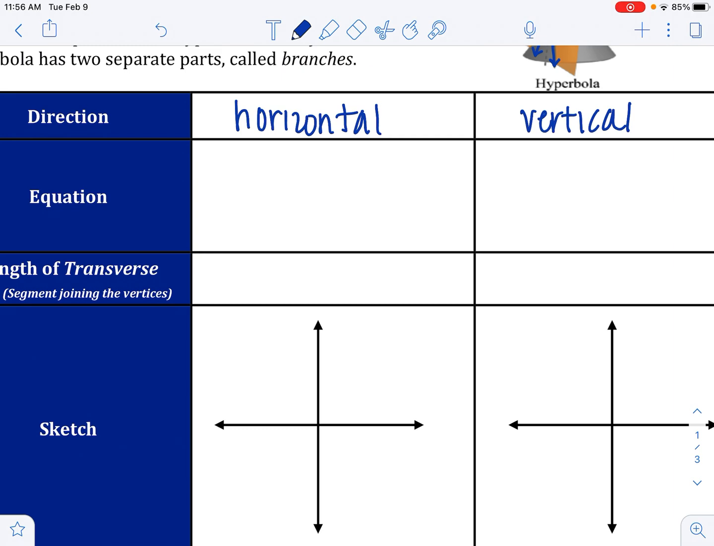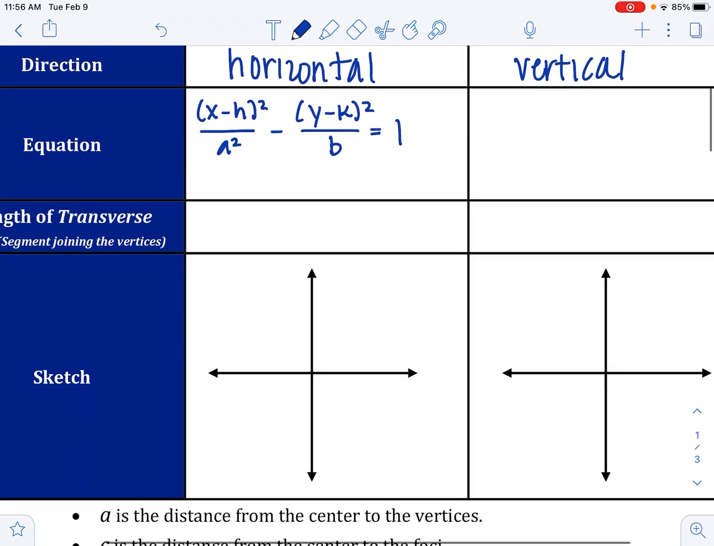All right, so the horizontal hyperbola, its equation looks exactly like a horizontal ellipse, but instead of a plus sign separating your two fractions, there's a subtraction sign. So it's x minus h squared over a squared minus y minus k squared over b squared equals 1. Okay, so let's do a quick sketch of this.